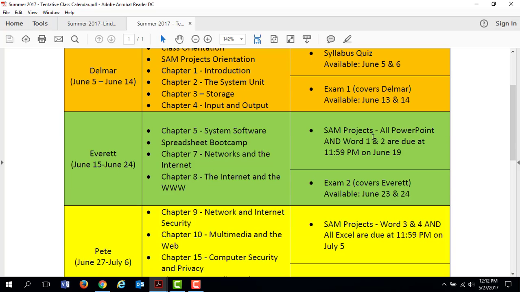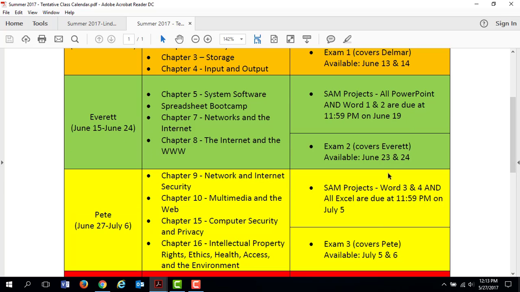This deadline, talking about SAM projects, you'll see the SAM projects on the Blackboard site in just a minute. All four of the PowerPoint projects, and Word 1 and Word 2 are going to be due at that time on that day. So that's a total of 6 projects due on June 19th. Already talked about exams, you know what to do with that one. Down here with this other SAM projects deadline, the Word 3 and 4 and the 4 Excel projects are all going to be due at that time on that date.